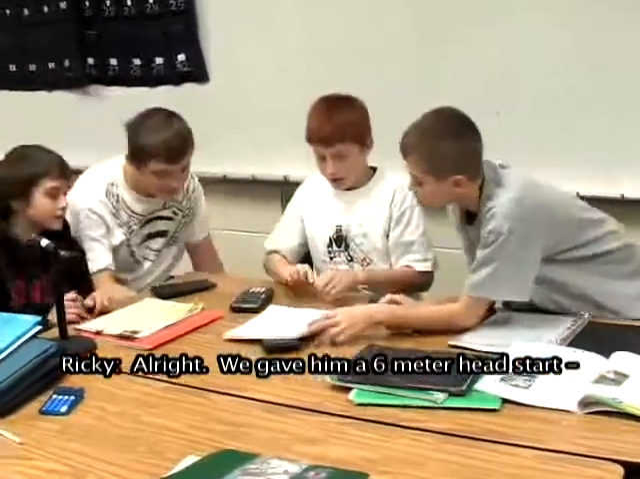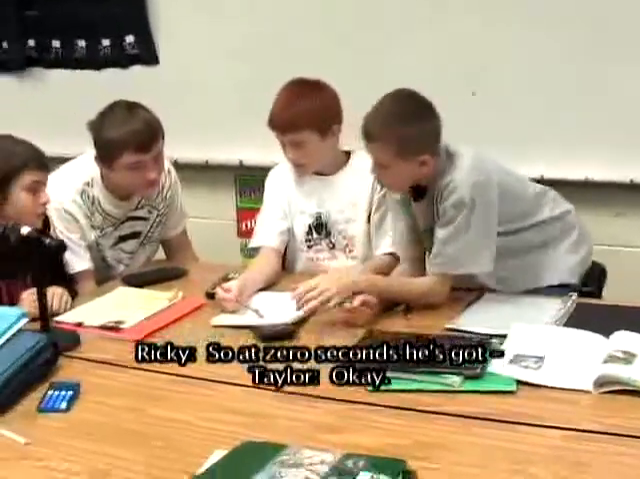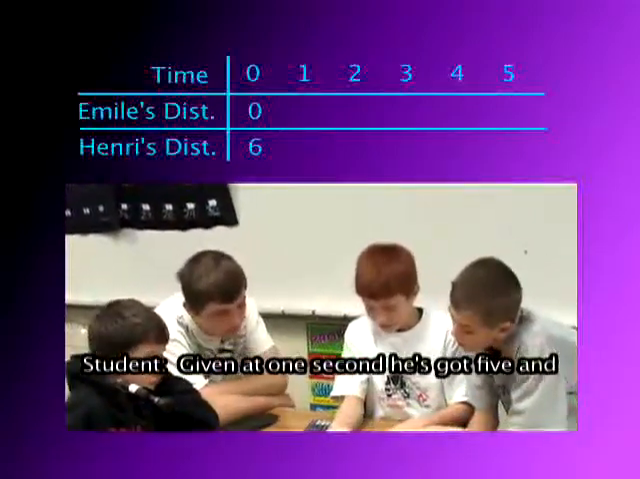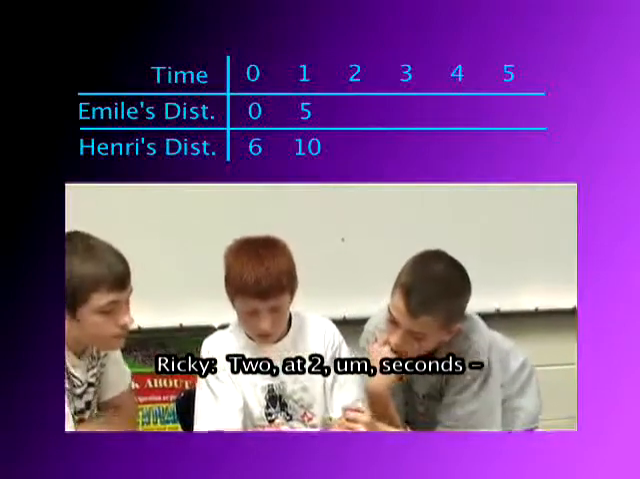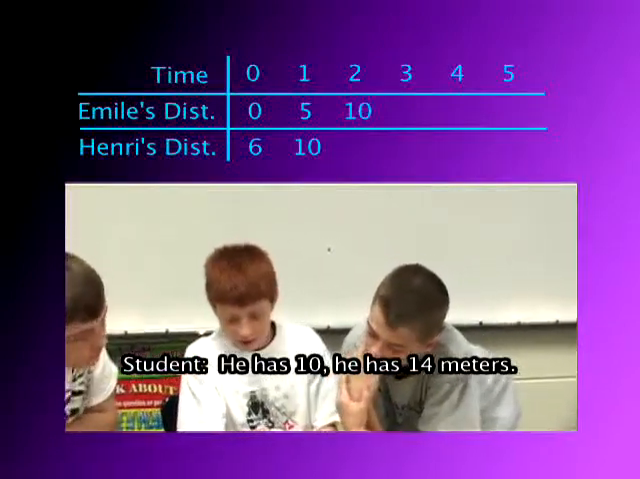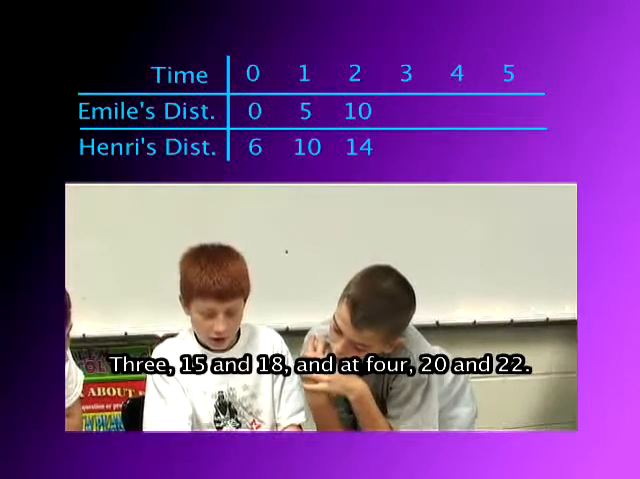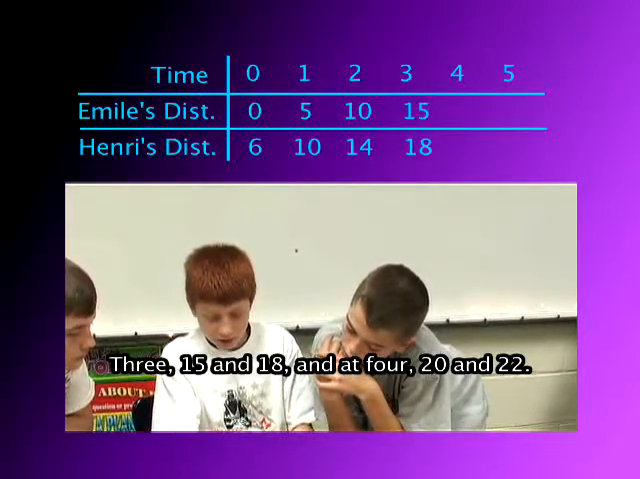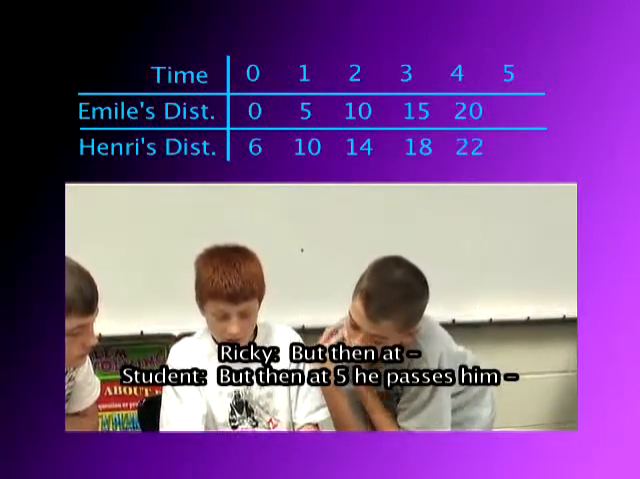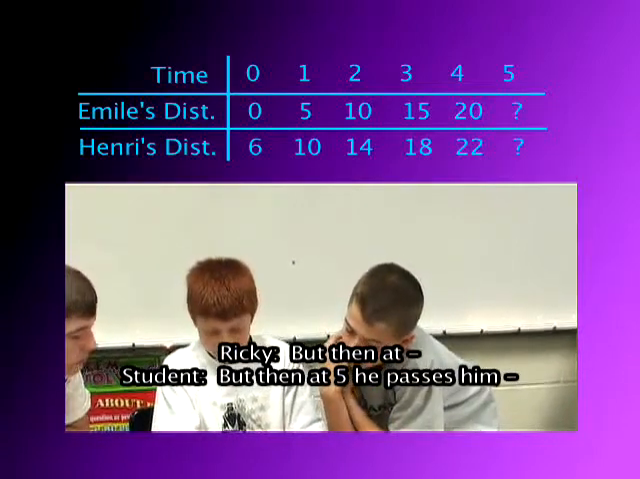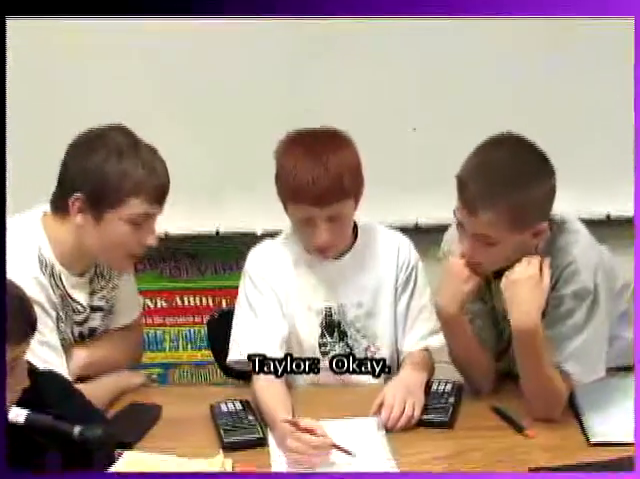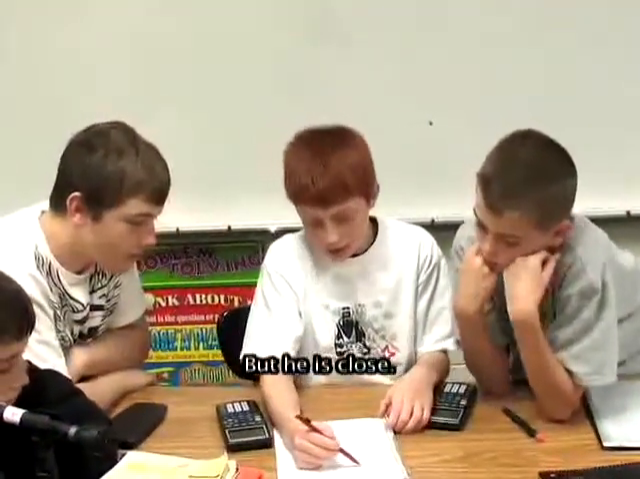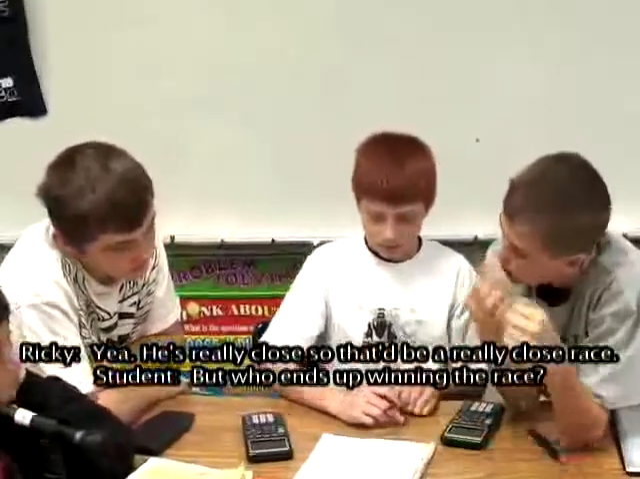Alright, we got a 6-meter head start. So at 0 seconds he's got 6 meters. And then at 1 second, he's got 5 and he's got 10. At 2 seconds, he has 10. He has 14 meters. Then 15, 18, and at 4, 20, 22. And then at 5, he passes. Well, it's really close. We just want to make it close. He's still in the lead. Yeah, he's really close, so that'd be a really close race.